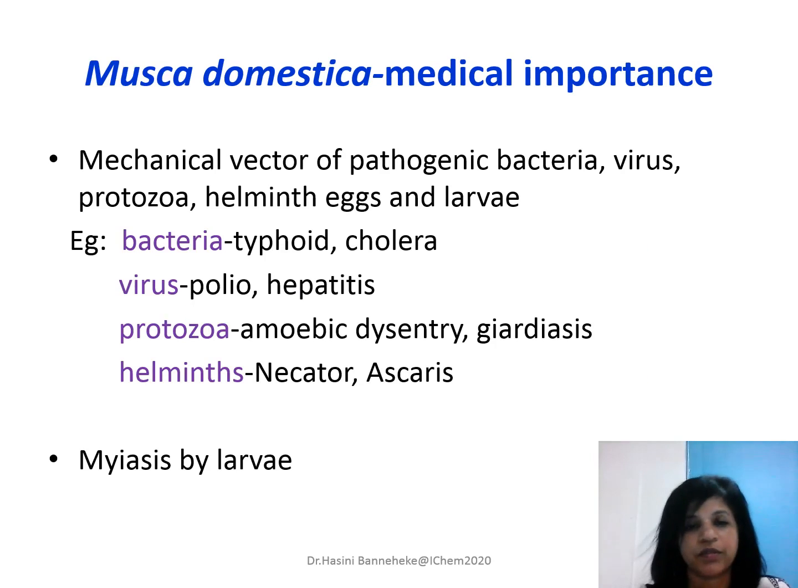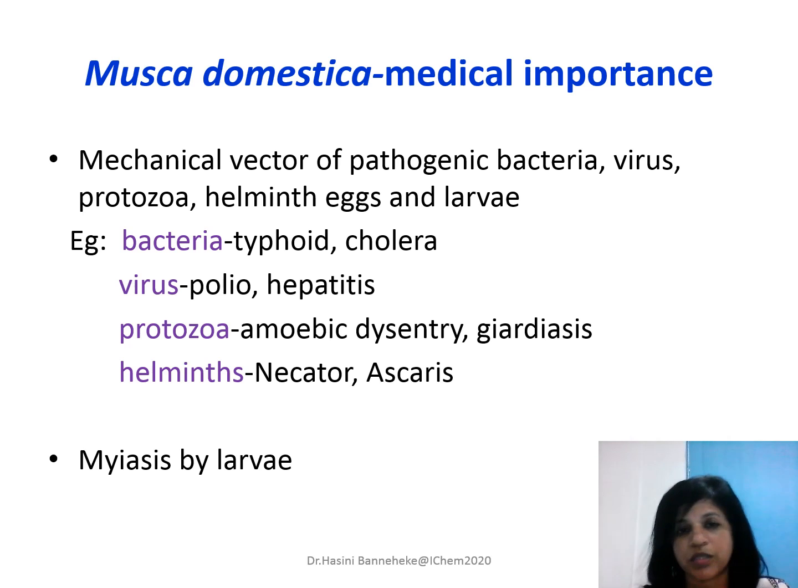And what's the medical importance of Musca domestica? Now I told you earlier also, it's a mechanical vector. That means it transmits certain pathogens, virus, bacteria, microorganisms, parasites from one place to another. So it does not involve the life cycle. Now biological vectors are the ones where the particular microorganism gets into that particular vector and develops inside the vector, whereas a mechanical vector is somebody which carries the microorganism from one host to another, just transporting it. There is no involvement of the vector in the life cycle.